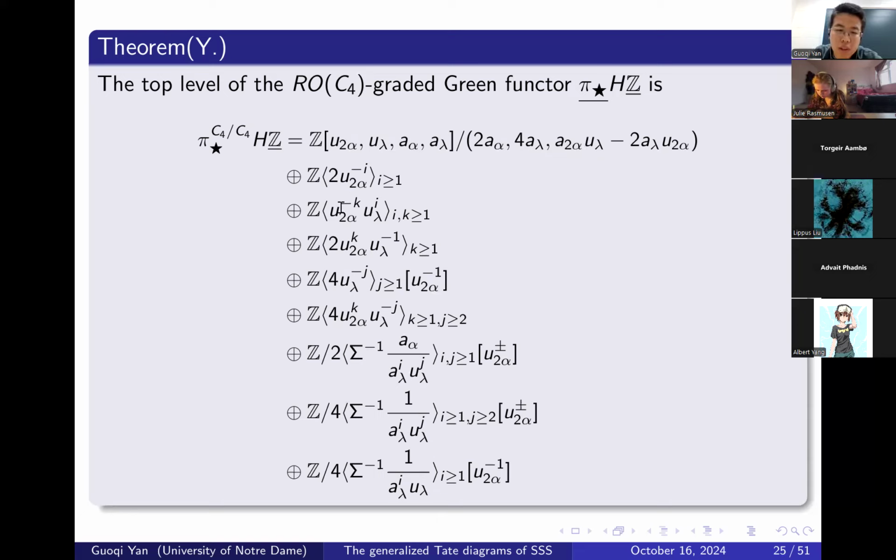The rest of them: if we only care about the Z-graded spectral sequence, not every class will appear. So these are the mixed degrees. In the orientation, one of them has negative power and another has positive power, and this will not appear in the Z-graded spectral sequence. But these classes, where both of them have negative powers, or where all classes have negative power, will appear in the C4 slice spectral sequence E2 page.